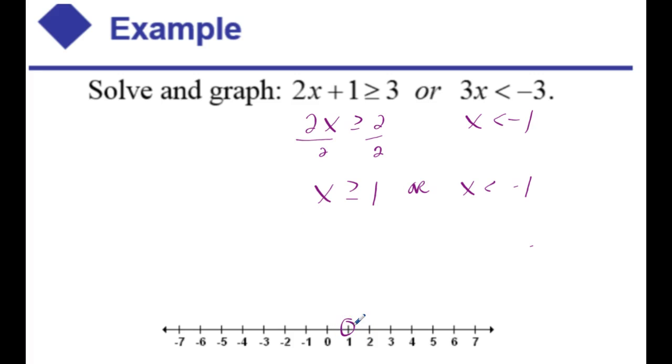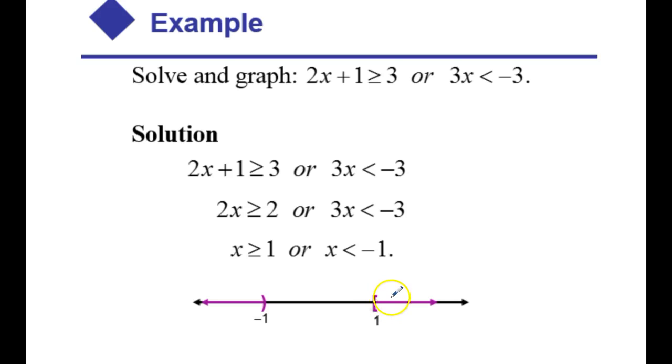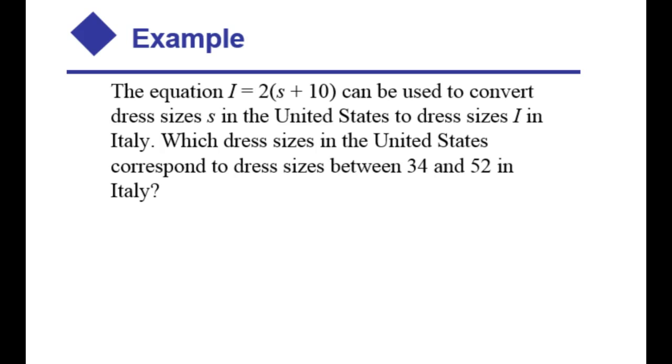So instead of drawing an open dot and then closing it, I could do a bracket. It could be greater than it. And then over here is just not equal to it, so parentheses and less than. So bracket, everything to the right, parentheses, don't include everything to the left.